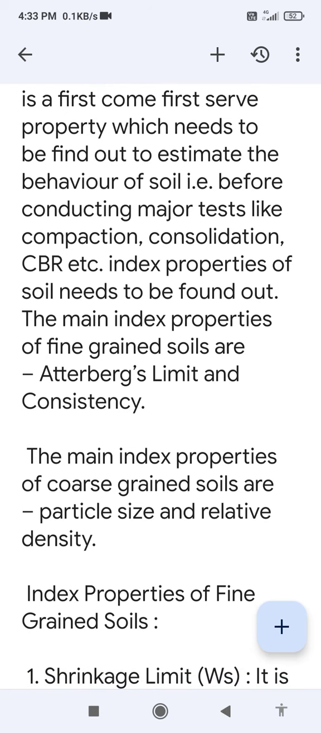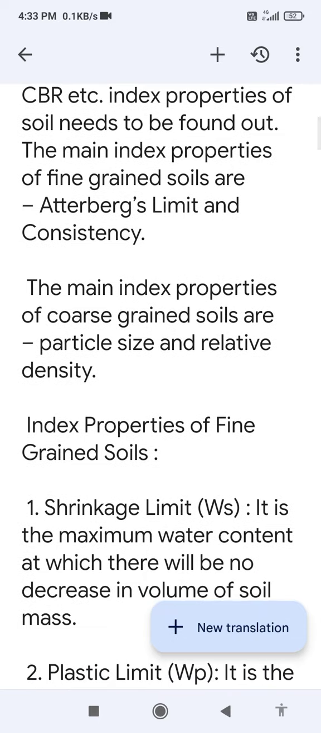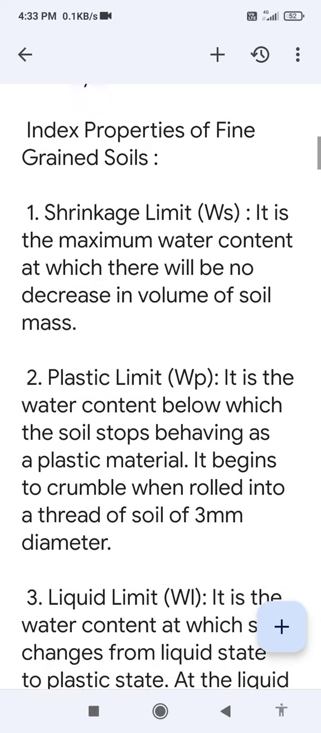to estimate the behavior of soil, i.e. before conducting major tests like compaction, consolidation, CBR etc. Index properties of soil need to be found out. The main index properties of fine-grained soils are Atterberg's limits and consistency. The main index properties of coarse-grained soils are particle size and relative density.